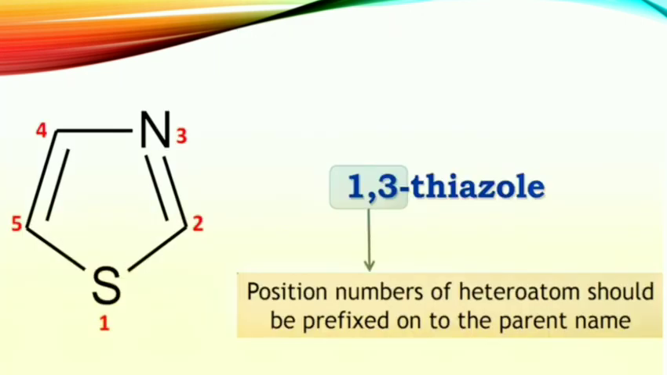Let's see the structure. You have to mention the position numbers for the heteroatoms in front of the parent name. In a similar structure, sulfur gets the first number and nitrogen gets the third number. So while giving the name, you have to mention the positions before the parent name, which is thiazole. So the name is 1,3-thiazole. This is how you have to remember it.